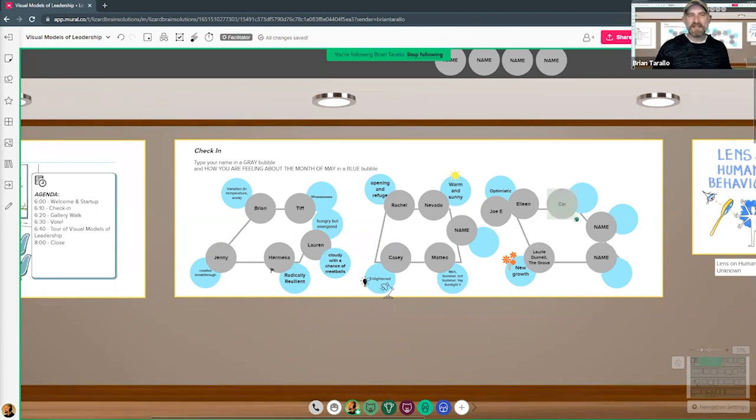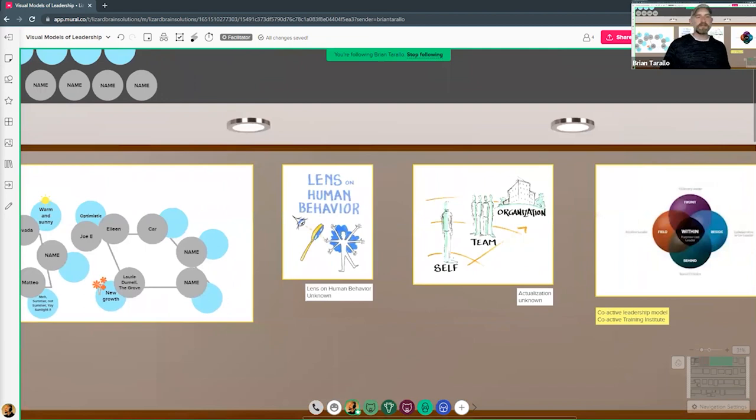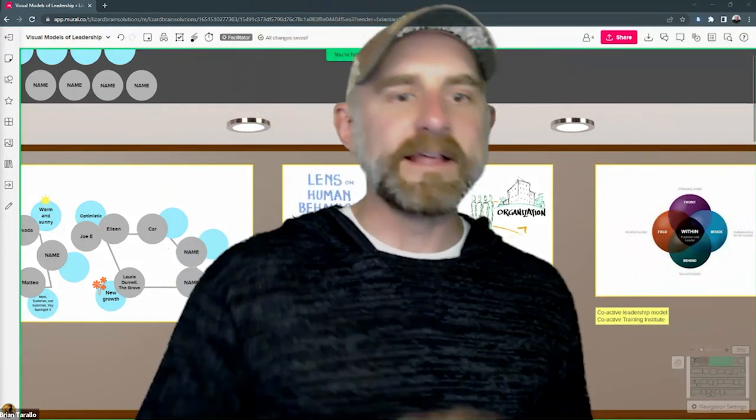Thank you for sharing. So I'm going to grab everybody's screen because I want to orient you to just two models before I turn you loose and have you walk through this. So I'm going to scan over to these two. You should see two of them. One of them is a lens on human behavior, and the other one goes self, team, and organization. I think these two can be used to think about leadership models as a whole.